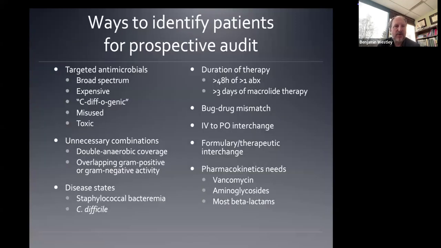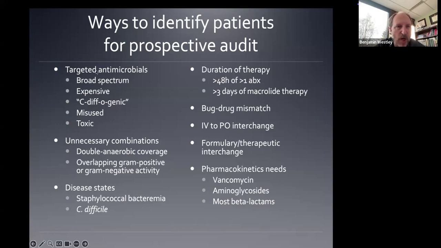Okay, so how do we figure out who we want to review and then talk to the physicians and optimize treatment? There are different ways to trigger that review. At some of our hospitals, there could be 70, 80, 90 patients on a list to review. You do need to prioritize them or target them in some way.